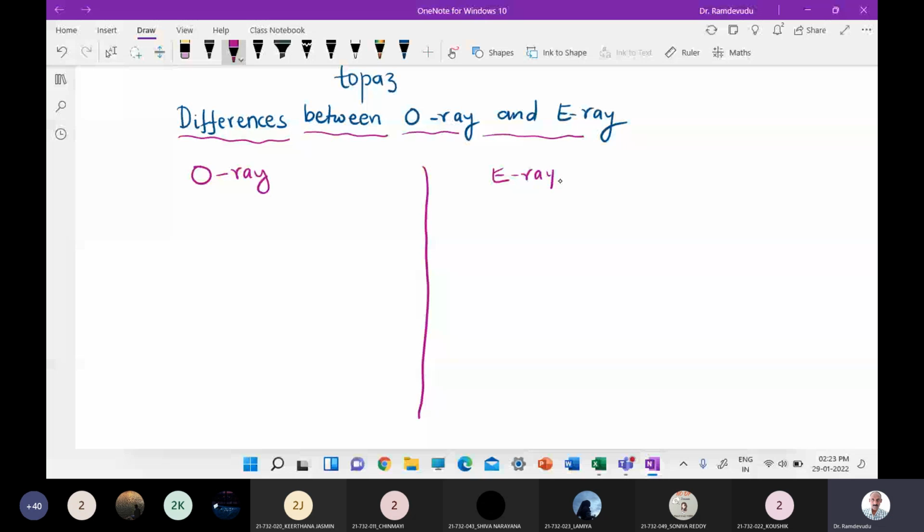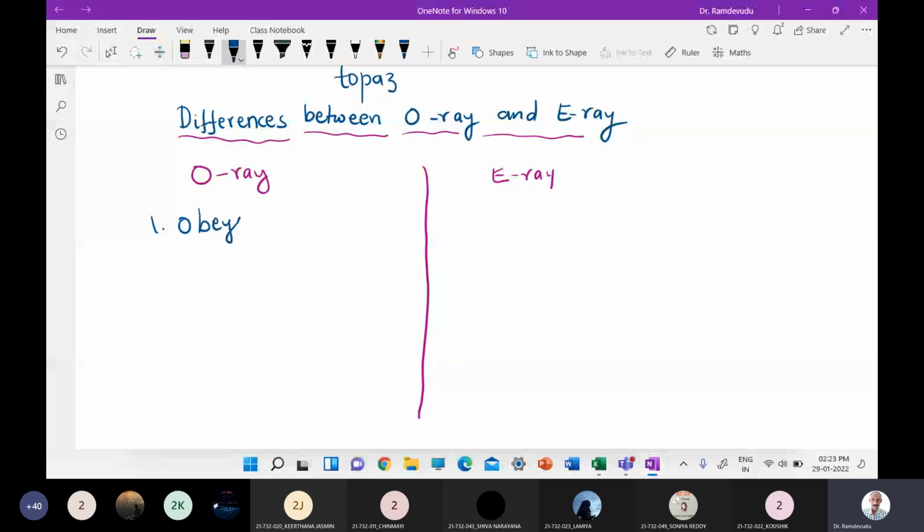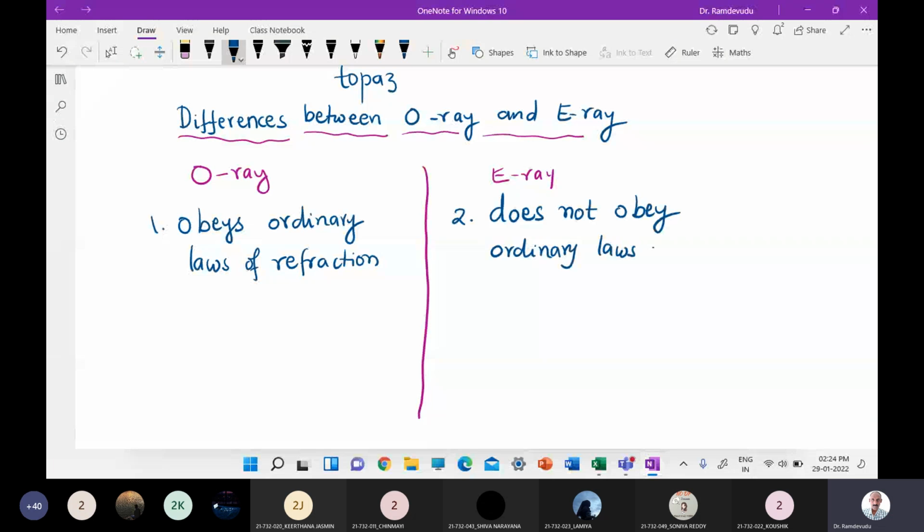The first difference I'm taking here is that O ray obeys ordinary laws of refraction. And E ray does not obey ordinary laws of refraction. This is common, what we have seen earlier.